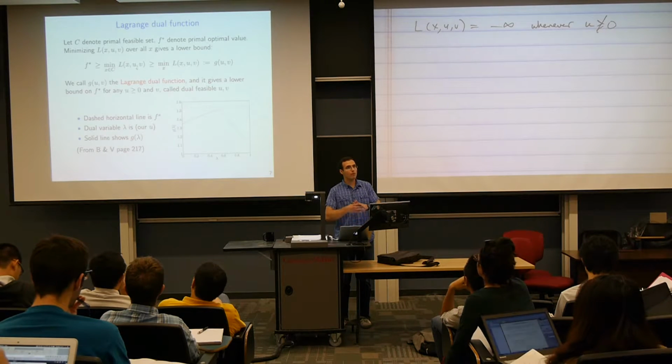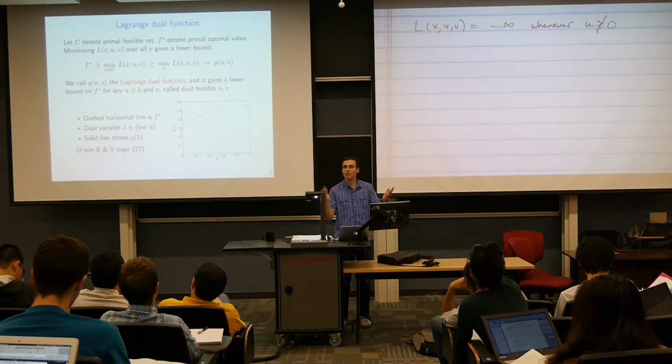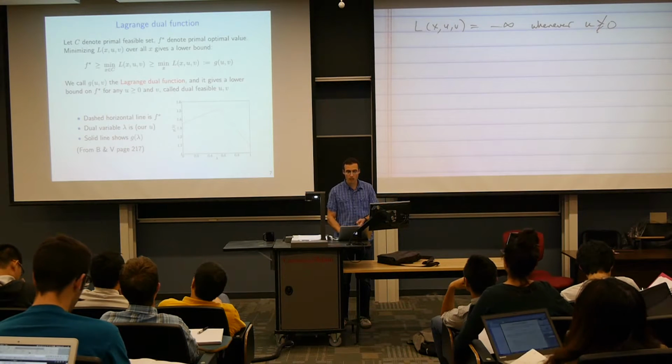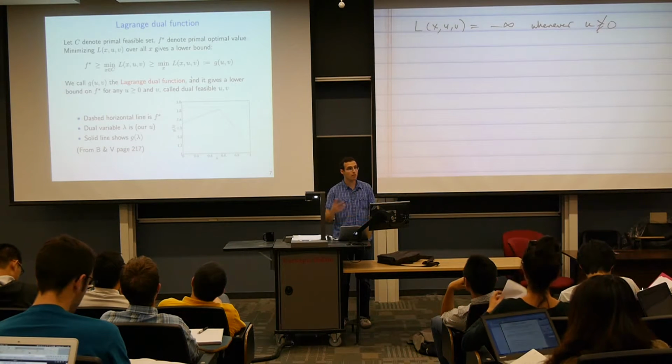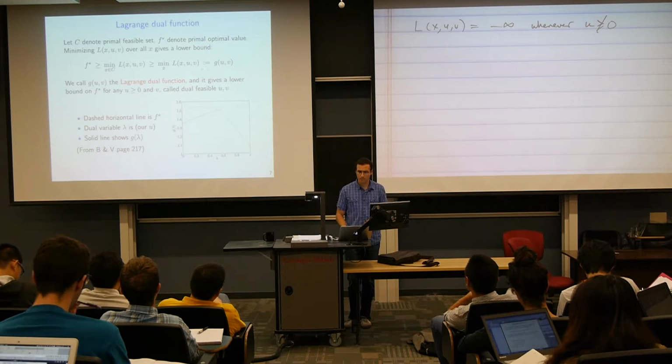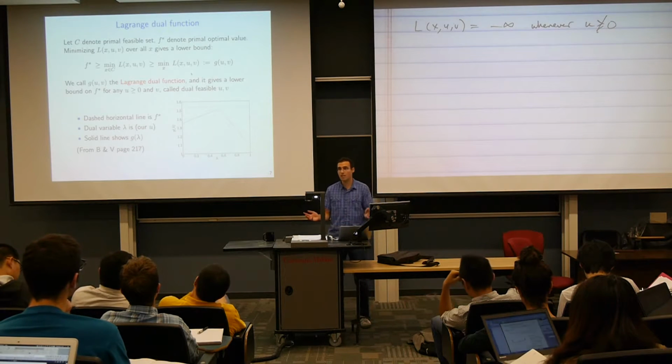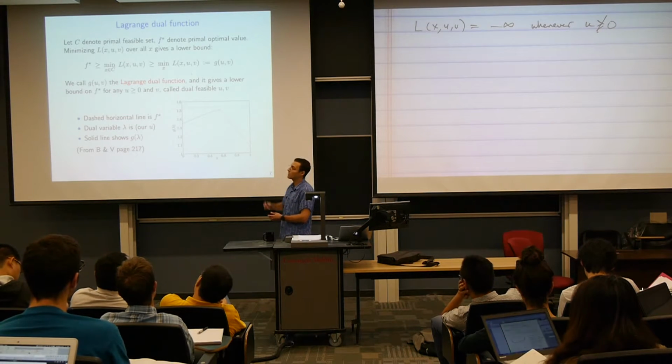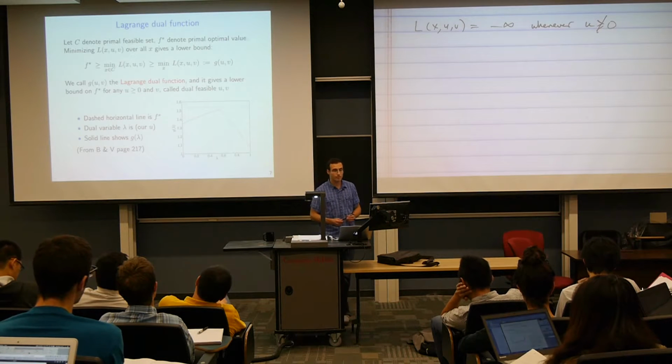If we throw away the primal feasible set and say, hey, I'm just going to minimize the Lagrangian over all x, we still get a lower bound, right? Because I'm minimizing over a larger set. The value of the function I'm minimizing can only go down. And we define this latter guy, which has no appearance of x anymore because we've minimized it out, to be g(u,v), which is called the Lagrange dual function.